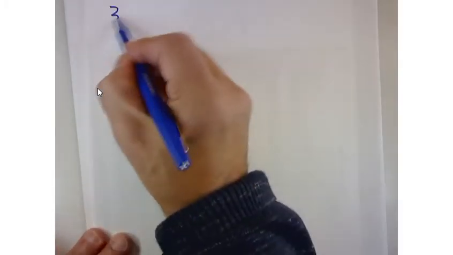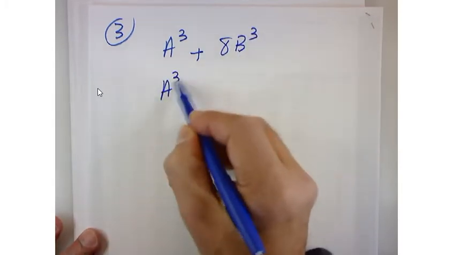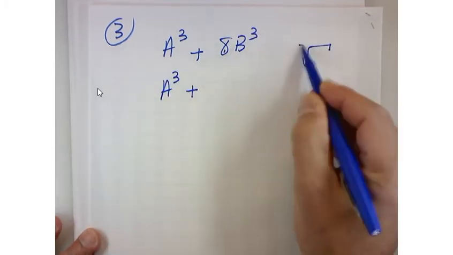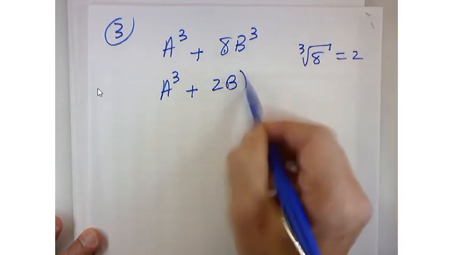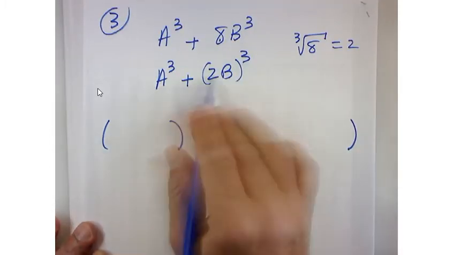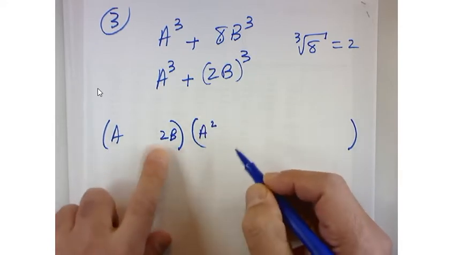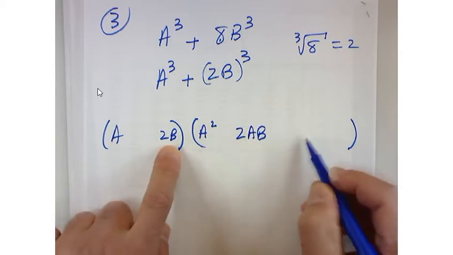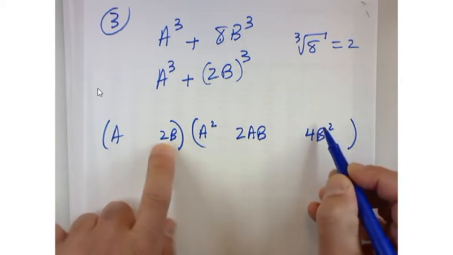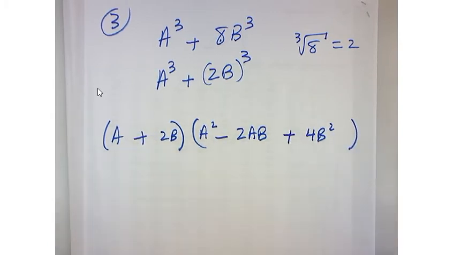Let's do more. Example 3. So we have a cubed plus 8b cubed. Well, cube root of 8 is 2, so we write a cubed plus (2b) bundled together cubed. Sum of cubes, so binomial, trinomial. Again, you write what you see, a and 2b, you square, then you multiply. A times 2b is 2ab, and then you square 2b, you get 4b squared. You're squaring everything in there. You're squaring the 2 and squaring the b. And then same, opposite, always plus.